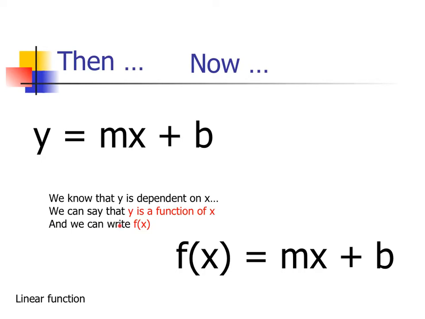And we can write it instead of y as f at x. So some function f of x is equal to mx plus b. We're simply replacing the y with an f at x, some function at x.